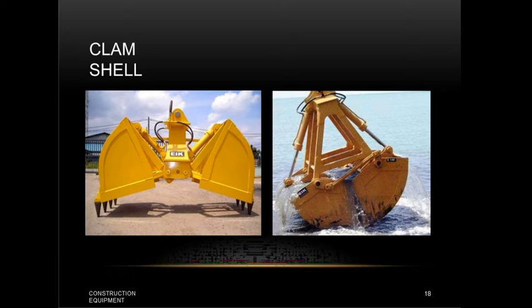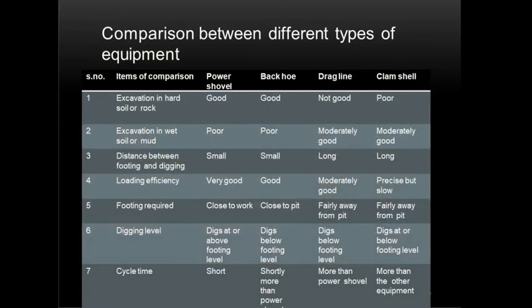So this is the working of a clamshell, mostly used in water construction. Next part is the comparison between different types of equipment. We already discussed these four equipment: the power shovel, backhoe, dragline, and clamshell. So which equipment is suitable for which type of soil? We can see here.